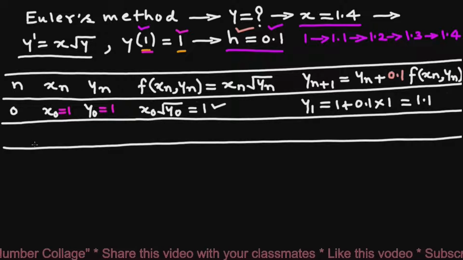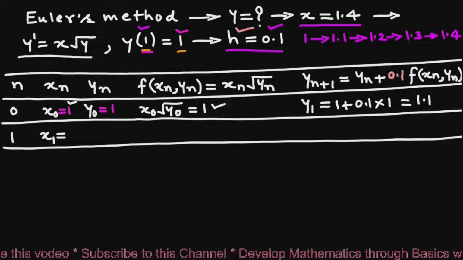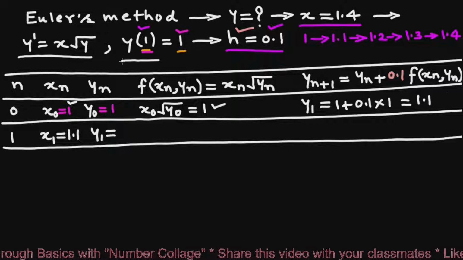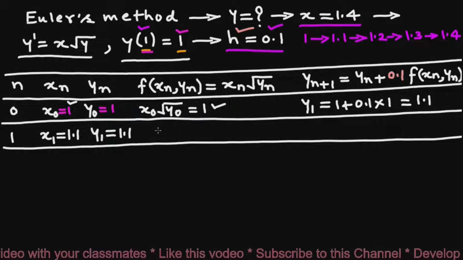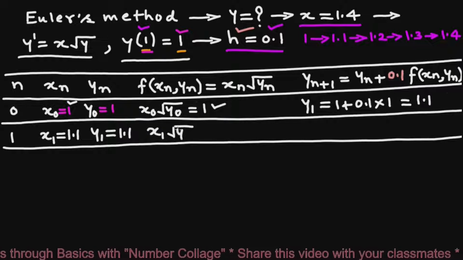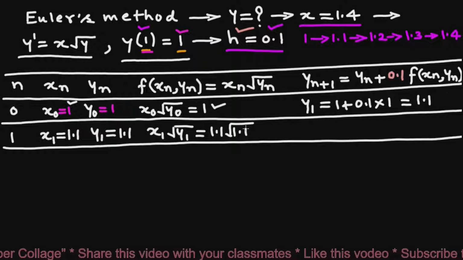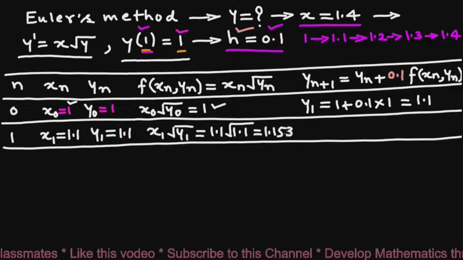In the next row, n will be 1, xn will be x1, which is this 1 plus h, that will be 1.1. y1 will be according to this 1.1, and in the next column it will be x1 square root of y1 will be 1.1 square root of 1.1, that by calculator will be 1.1537.